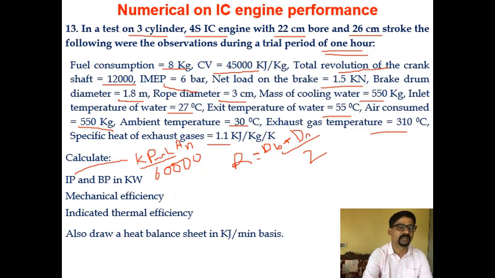Then BP by IP is the mechanical efficiency. IP into 3600 by MF into CV is indicated thermal efficiency. So here IP should be in kilowatt, MF should be in kg per hour. Also draw a heat balance sheet in kilojoules per minute basis. So all the mass flow rates are given in kg per hour, so divide by 60 to convert into kg per minute first. So then solve the problem.